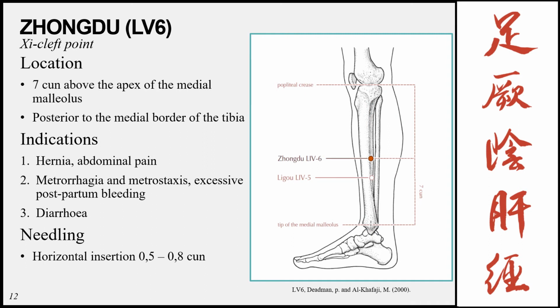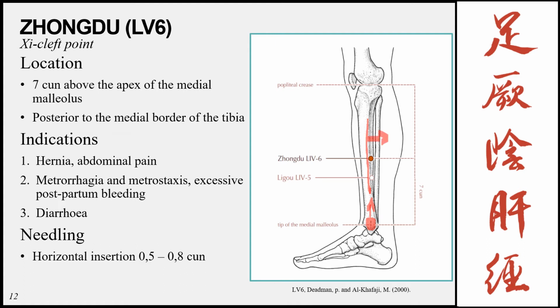The next point is ZHONGDU, liver 6. This is the xi-cleft point of the meridian and is located 7 tun above the apex of the medial malleolus. So here's the medial malleolus, same as the previous point, and this time instead of 5 tun like liver 5, we've got to go 7 tun above it. And then we go posterior to the medial border of the tibia. So this is the medial border over here, and then we've got to be just posterior to it.